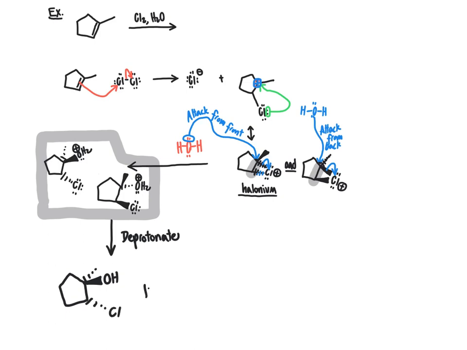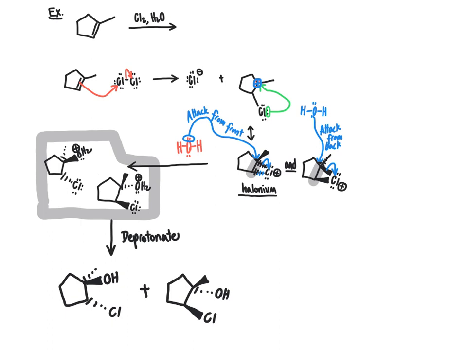So in other words, we describe this as an anti-addition because the two groups that are newly adding to the molecule are adding in trans to one another. We go like that, and like so. And we could also describe these two structures that we've drawn here as a racemic mixture. That means that the two structures are related as enantiomers, and we expect there to be an equal quantity of each of those two structures formed as a result of this reaction.